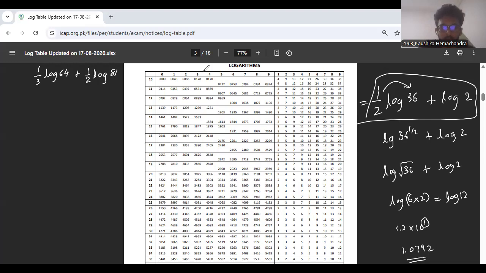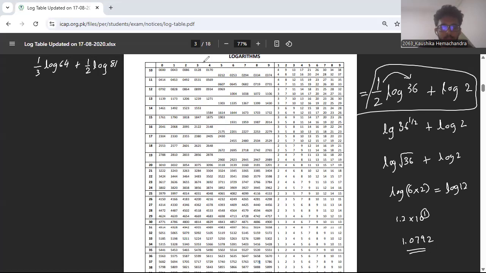Yes, who of you have sent the correct answer? So get the power for both of them. Log 64 to the power 1/3 plus log 81 to the power half.